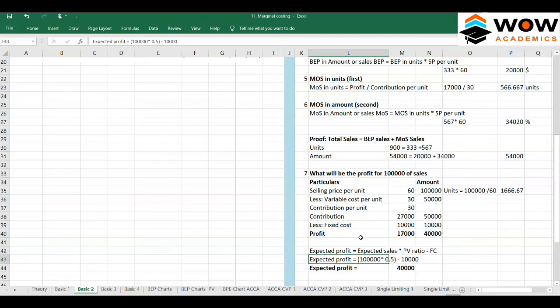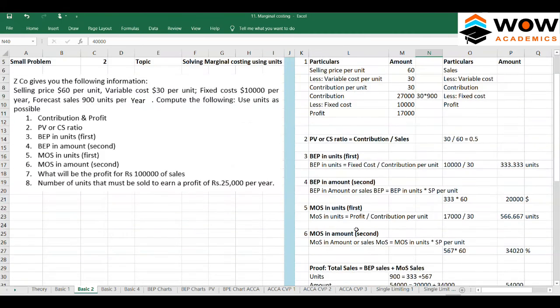How did we get it? See, there's a relationship between the sales and contribution, which is the PV ratio. So if you know your sales value, multiply by PV ratio, you'll get contribution. From there, deduct your fixed cost, you'll get your profit. It's actually quite simple. See, it's all about doing more problems.